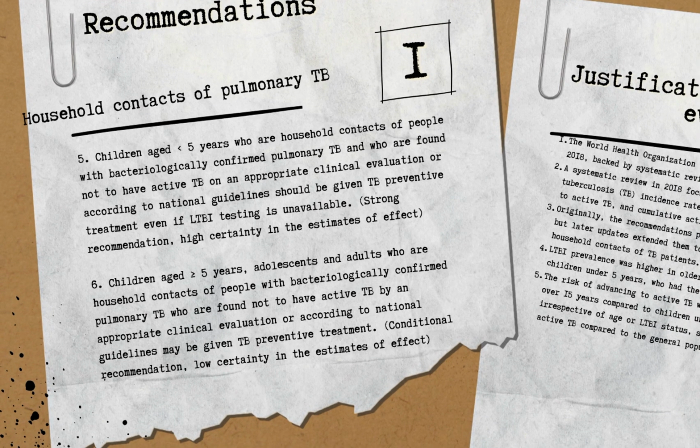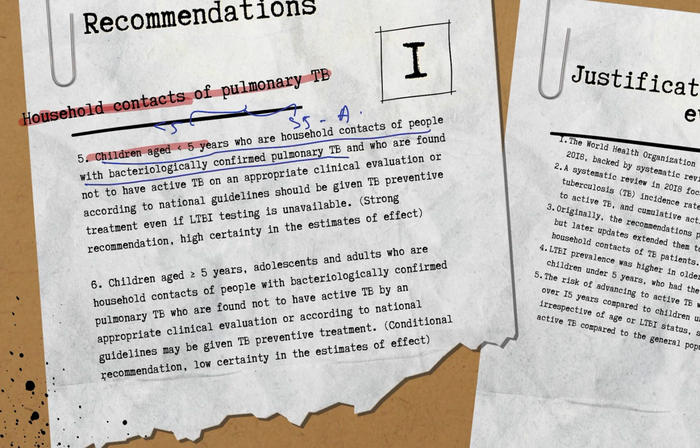Now coming to the household context. So they've characterized this into two: children of less than 5 years, and children of more than 5 years and adults. Children of less than 5 years who are household contacts of people with bacteriologically confirmed pulmonary TB, and who have not been found to have any active TB on appropriate clinical evaluation or according to national guidelines, should be given TB preventive treatment even if latent TB testing is unavailable.